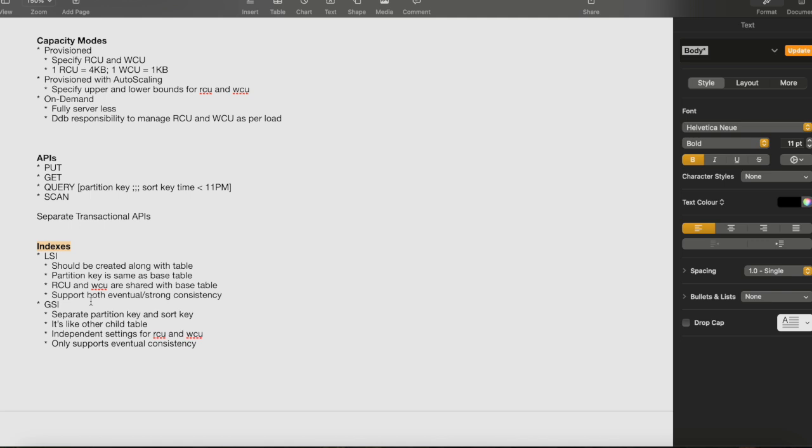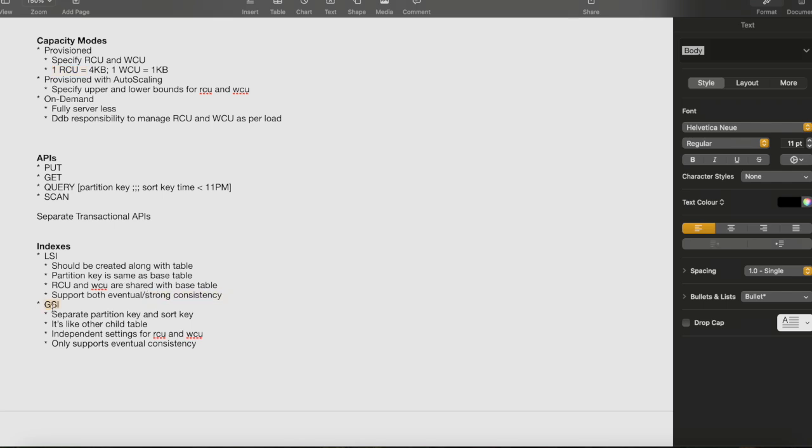On the read requests, it has support for both eventual and strong consistency. If you are choosing strong consistency, then your RCU and WCU are doubled. Whenever you are billed for one RCU, let's say, if you specify strong consistency, then you will be billed for two RCU instead of one RCU. So that's the main difference. But if you need strong consistency on your data, then you can specify that.